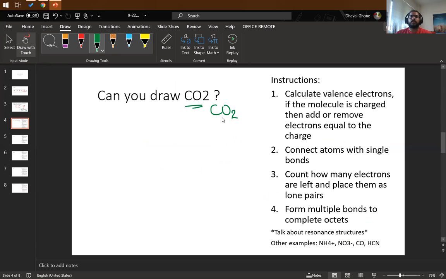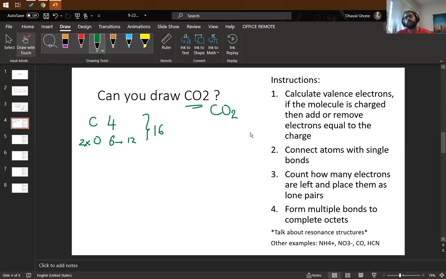And so in this case, we have carbon and we have two oxygen atoms, right? Each carbon atom has 4 valence electrons. Each oxygen atom has 6 valence electrons. But I have two of these, so this becomes 12. And so combined, I have 12 plus 4 is 16. 16 valence electrons in this molecule, right? That's what the first step means.